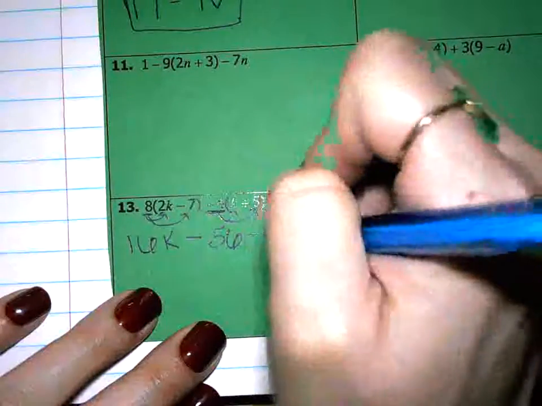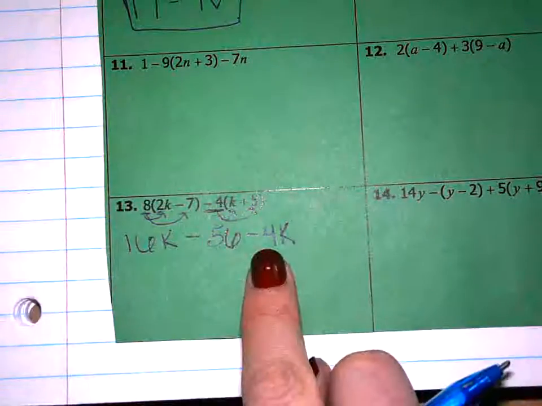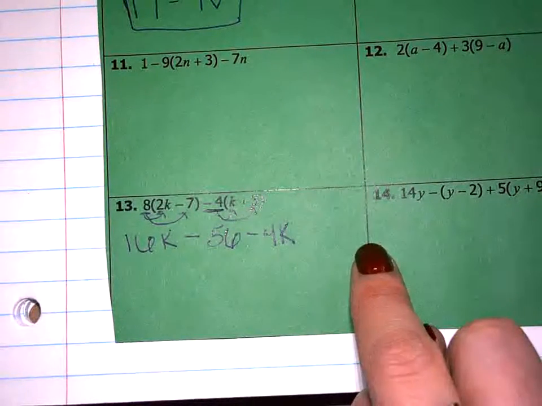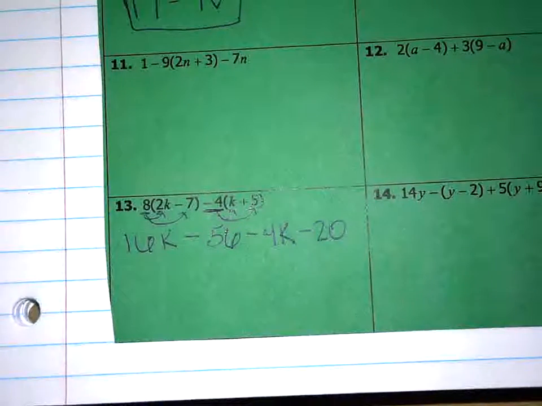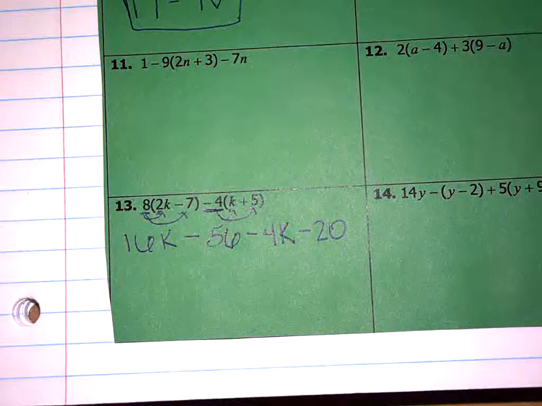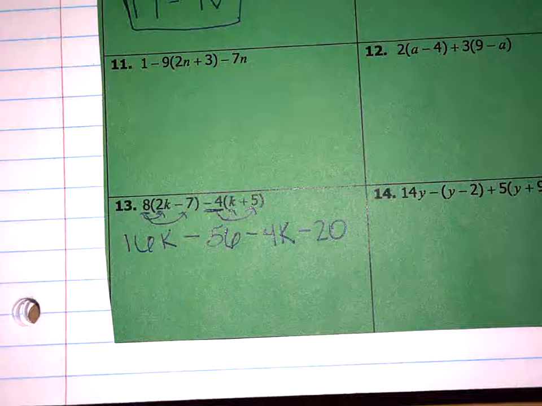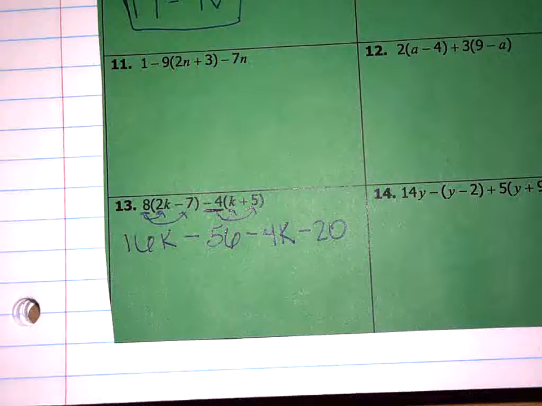Negative 4k. So I'm writing that minus 4k. And then what should the last term say? Negative 20. The negative sign, I can't stress it enough, that minus sign is what is going to mess you up. It's those integer rules. Now you can combine like terms.